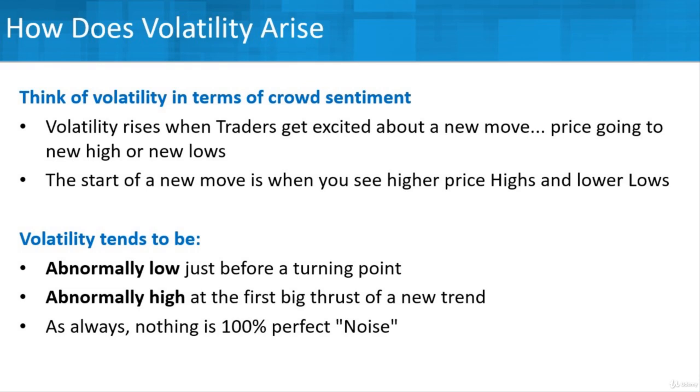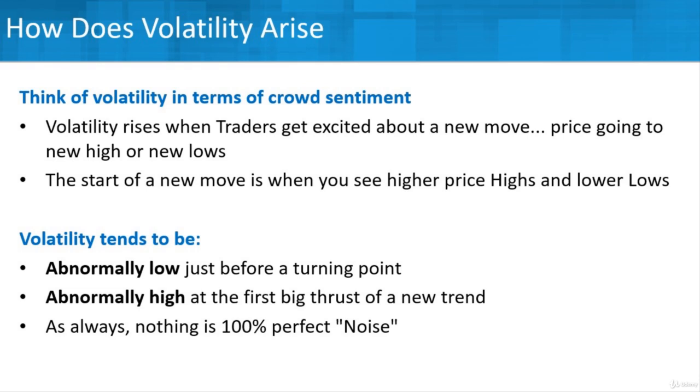Either way, traders are taking notice, and they might be excited, maybe disappointed, but either way, the crowd is getting involved and they're noticing, and so it's causing this volatility, this wider price range. So the start of a new move is when you see higher highs and lower lows, right? So you've got volatility. When a trend starts to establish, you're going to look for higher highs and lower lows, whether it's an uptrend or a downtrend. And so volatility can really give us an indication of when that move might be happening.